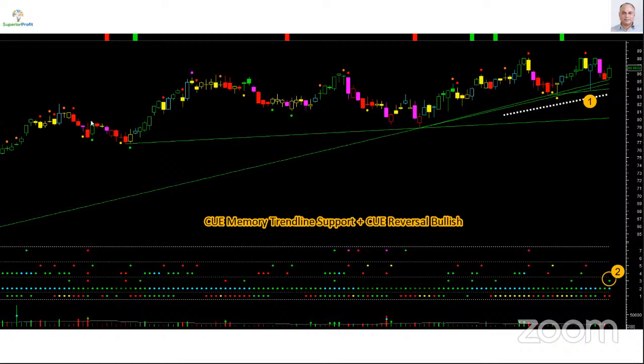This is combo scan memory trend line support. If no interval is mentioned, it is daily, and Q reversal bullish. So that is finding stocks at trend line support, and it is a reversal candle that is also seen from the reversal band indicator. So this may be also an attractive pattern. You will see how the combos give us attractive patterns to trade, combo patterns.